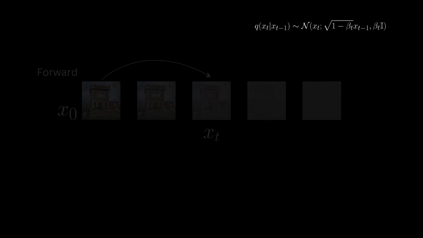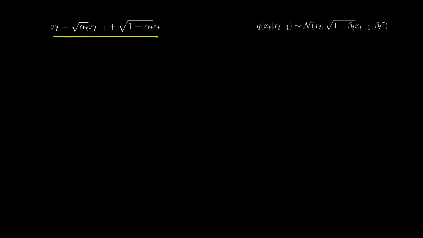The way we derived this is that we started with this expression of x_t in terms of x_{t-1}, and here we have just replaced alpha_t as 1 minus beta_t. And epsilon_t is a random variable representing samples from normal distribution. So we are using the reparameterization trick to generate samples from this q(x_t | x_{t-1}) distribution.